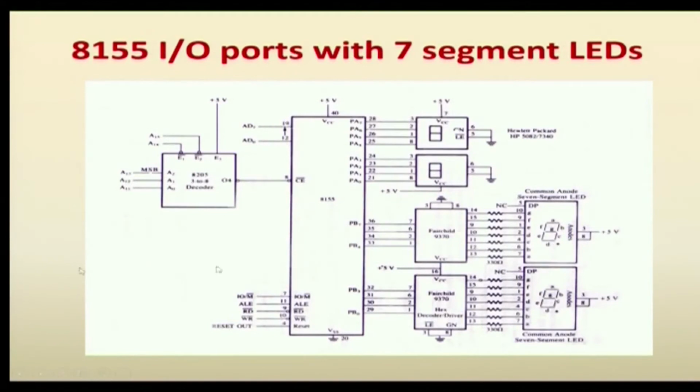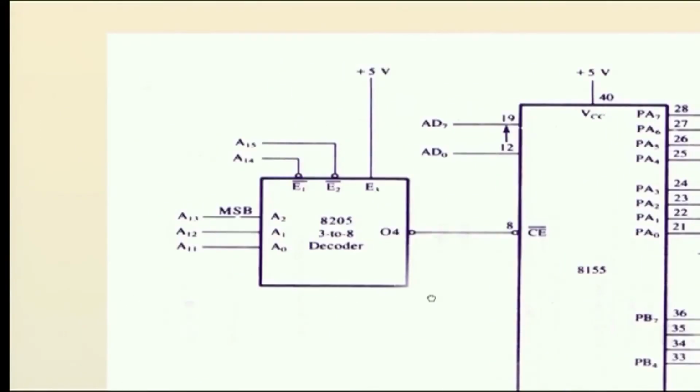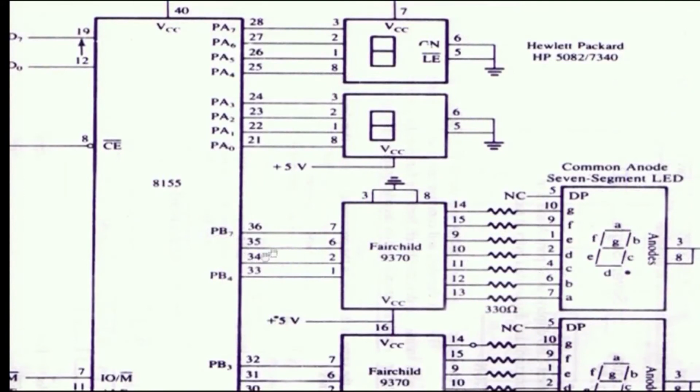This diagram shows the interfacing of the 8155 with the microprocessor. In the microprocessor we have 16 address lines. Among the 16 address lines, the lower address and data lines are directly connected. The higher address lines are connected to the decoder to enable the chip select signals. When the value is 100, it will select the 4th output, which is connected to the chip enable of the 8155. Then based on our requirement, port A and port B are used as output devices.